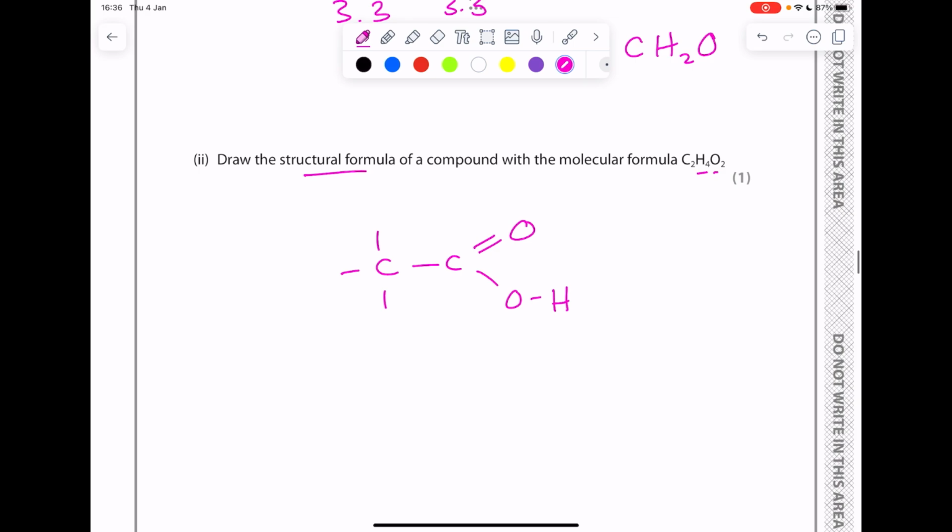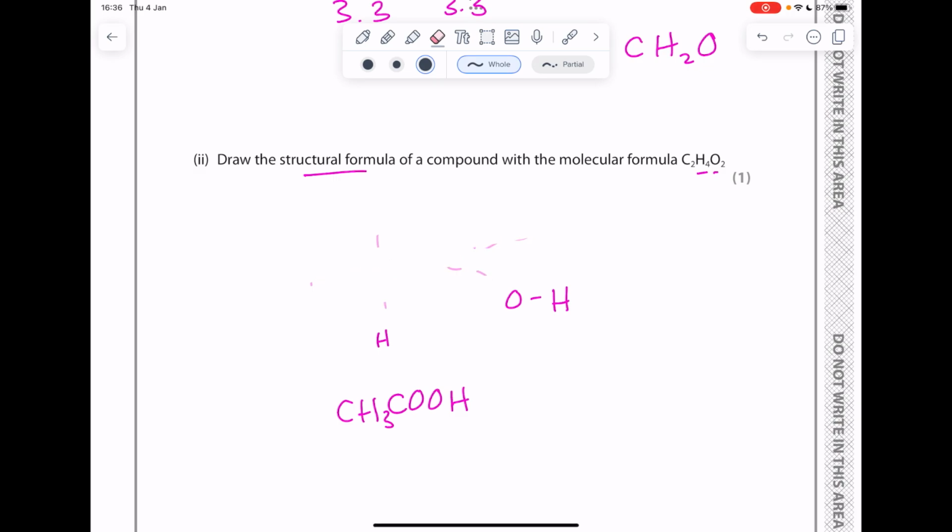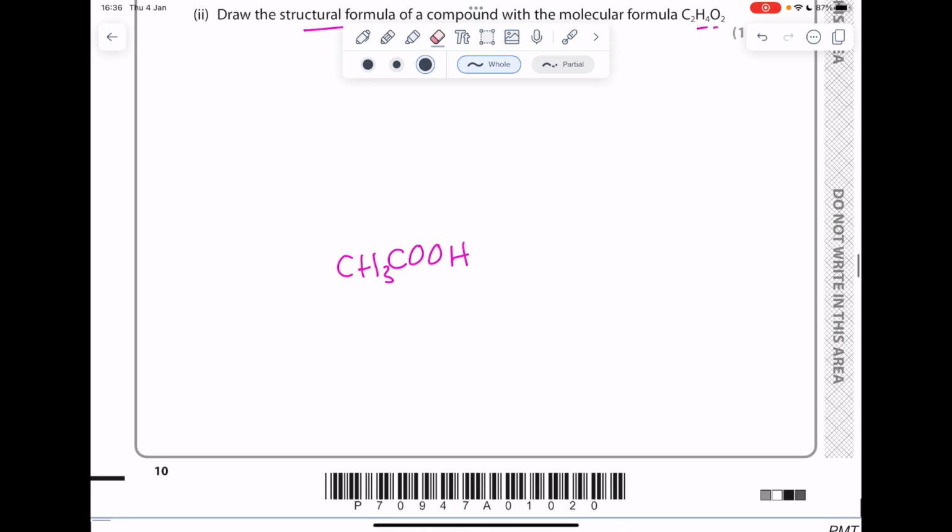But that's the displayed formula. So we need to get that into a structural formula. So just write it out as you see it. So that's actually the answer here, the structural formula. And that is ethanoic acid.